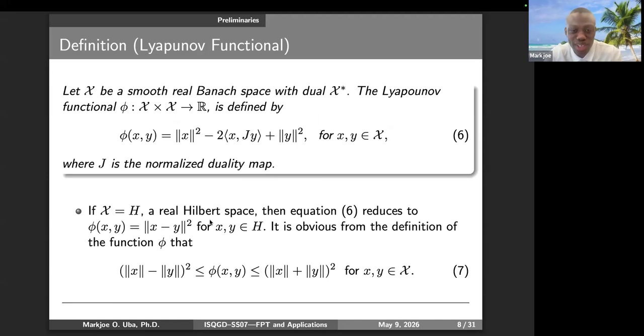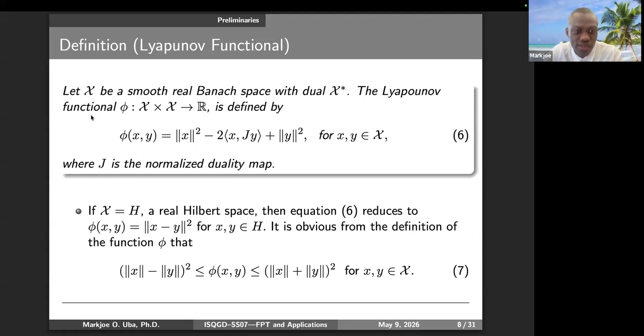Now we'll get into the most important function in this study, because without this Lyapunov functional, it's difficult to do what we are doing outside the Hilbert space. So let X be a smooth real Banach space. The only condition we need on the space is that it should be smooth. And then we have X star to be the dual. This functional is called the Lyapunov functional. It is defined by equation 6, where the J we see here is the normalized duality map.